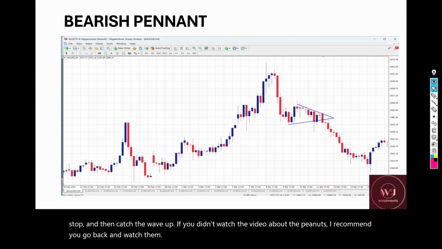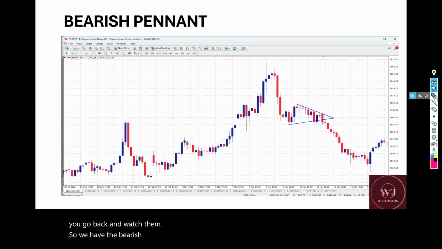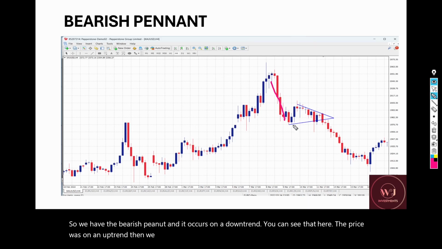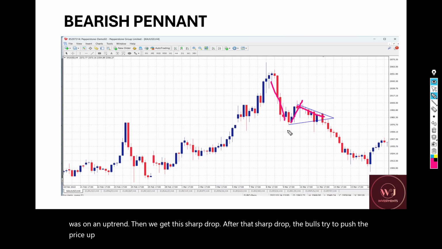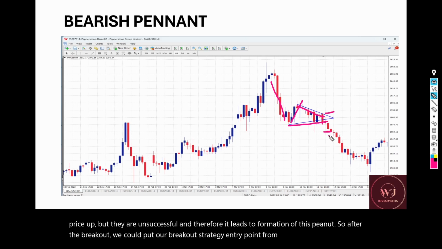So we have the bearish pennant, and it occurs on a downtrend. You can see that here the price was on an uptrend, then we get this sharp drop. At that sharp drop, the bulls try to push the price up, but they are unsuccessful, and therefore it leads to formation of this pennant. So after the breakout, we could put our breakout strategy entry point from there as a sell stop and be able to catch the wave down.